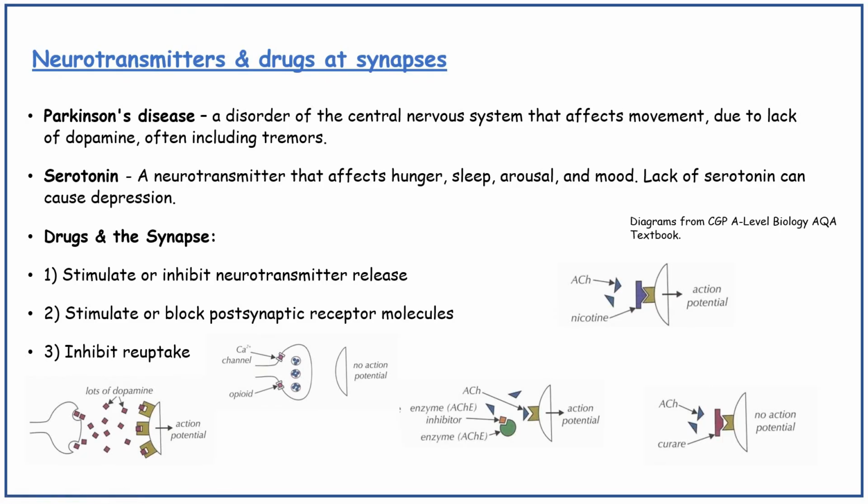Neurotransmitters and drugs at synapses. Parkinson's disease is a disorder of the central nervous system that affects movement due to lack of dopamine, often including tremors. Serotonin is a neurotransmitter that affects hunger, sleep, arousal and mood. Lack of serotonin can cause depression. Drugs on the synapse can either stimulate or inhibit neurotransmitter release, stimulate or block postsynaptic receptor molecules, or inhibit reuptake.